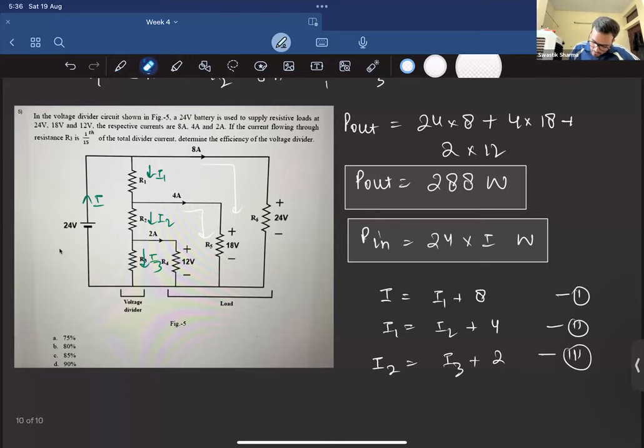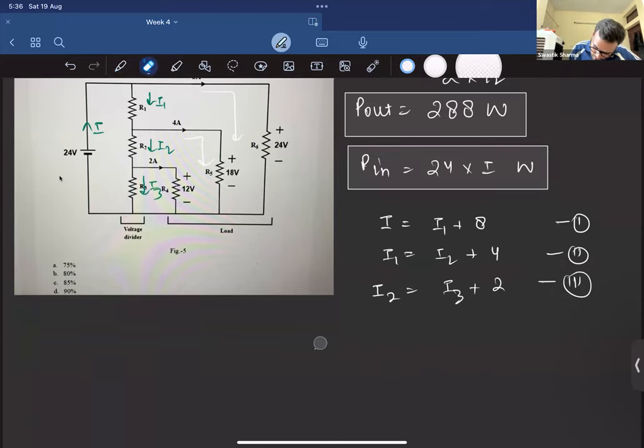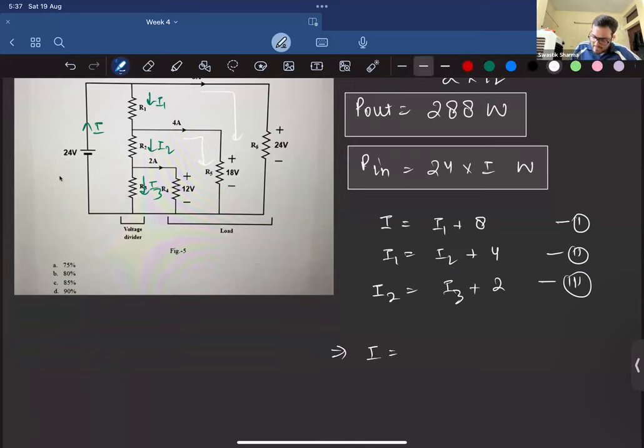So let's equate all of this. So what would it become? I is equal to I1, which is I2 plus 4, which will become 12. So it would be I3 plus 2 plus 4 plus 8, right? I is nothing but I3 plus 14.